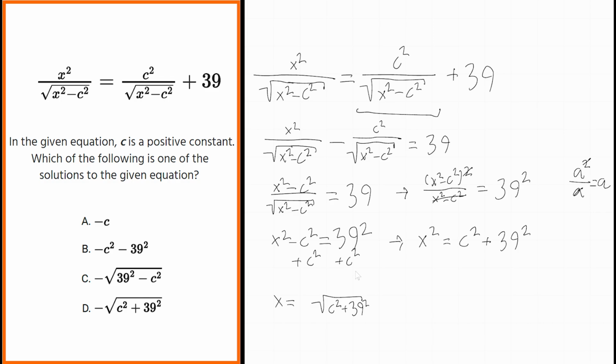This is our final answer, except it's important to remember that whenever we have a quadratic polynomial such as this, and we're trying to solve for x, there's always two answers. Whenever you take the square root of something, there's always a positive result and a negative result. So the answer really is plus or minus the square root of c squared plus 39 squared, and that will give us our two answers. And if we look to our answer choices, we will see that one of the choices is in fact negative square root of c squared plus 39 squared. So that means that our answer D is our final answer.